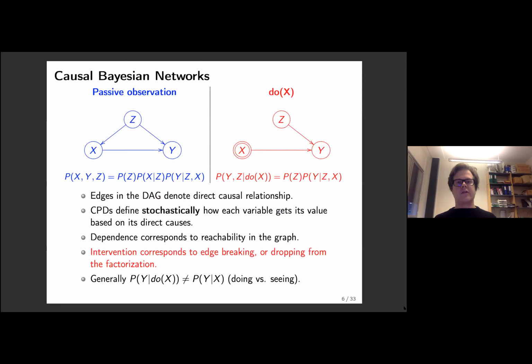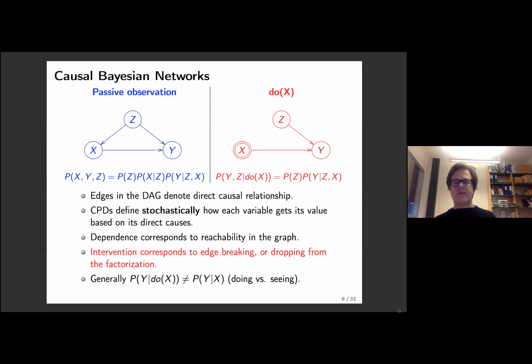Causal Bayesian networks are a type of causal model where causal effects can be rigorously defined. A causal Bayesian network is a DAG, such as here, where the directed edges denote direct causal relationships from the cause variable to the effect. And then we associate conditional probability distributions, which define stochastically how each variable gets its value based on its direct causes, or direct parents, in the graph. And importantly, dependence corresponds here to a certain type of reachability in the graph, in particular d-separation. So if there are certain types of paths in the graph, then the variables will be dependent in your distribution.